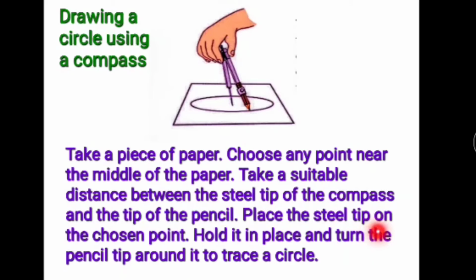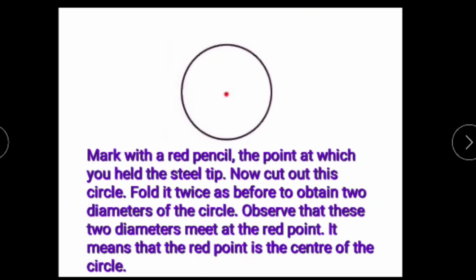Place the steel tip on the chosen point. You will choose any one point there and place the steel tip on the chosen point. Hold it in place and turn the pencil tip around it to trace a circle. Mark with the red pencil the point at which you held the steel tip.